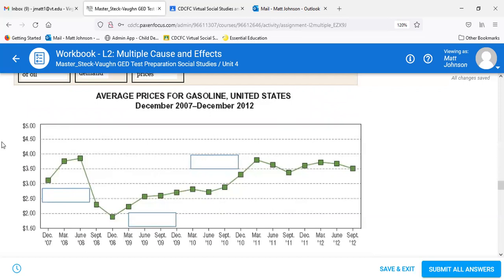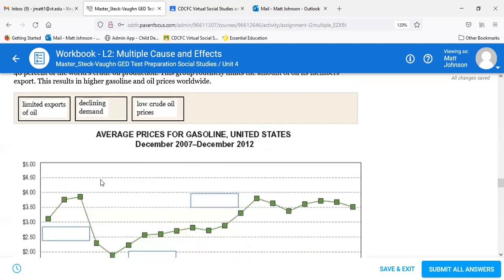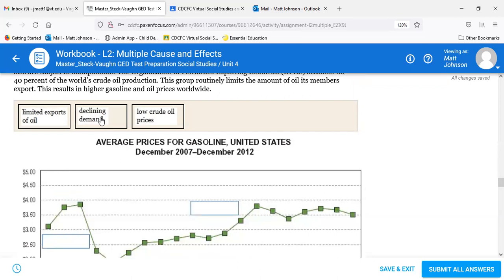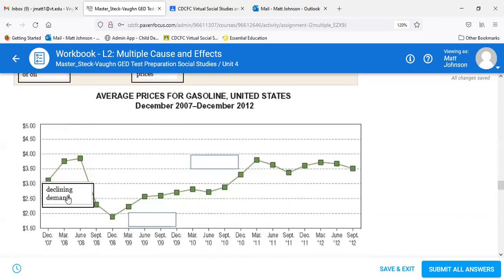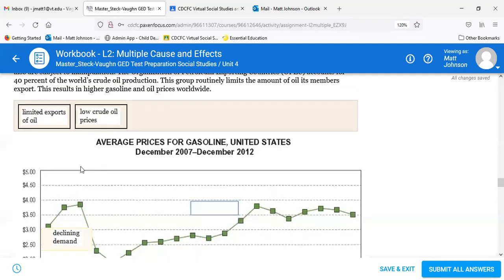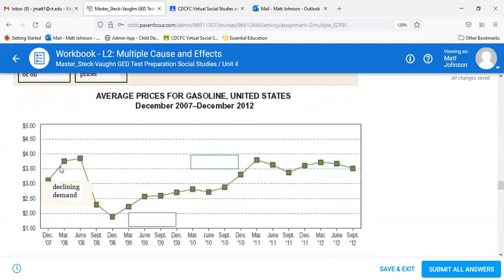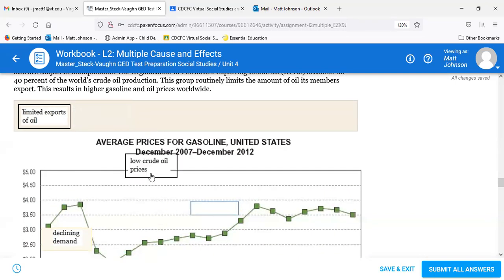So what happens first? What's going on here to cause that decline in demand, right? Demand, yeah. Yeah, so nobody needs it. We're having an economic issue. There was all kinds of craziness going on at that time, to summer 2008. So not as much was necessary. Price goes down, declining demand. So as a result, what do we have here at the bottom? Low crude oil prices. There you go, right?